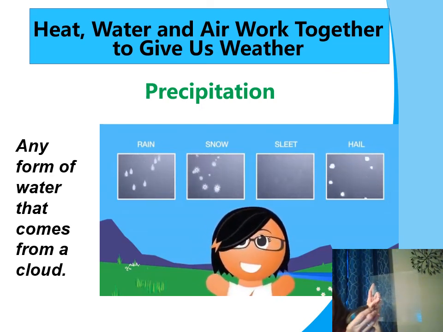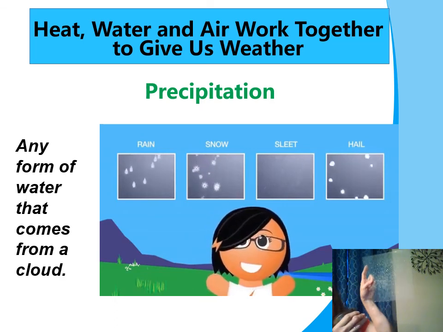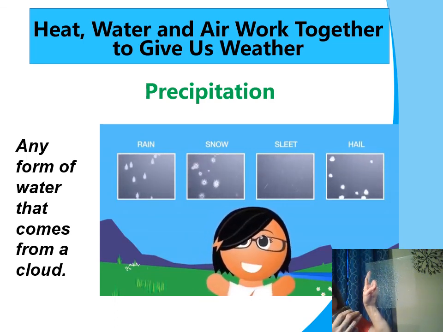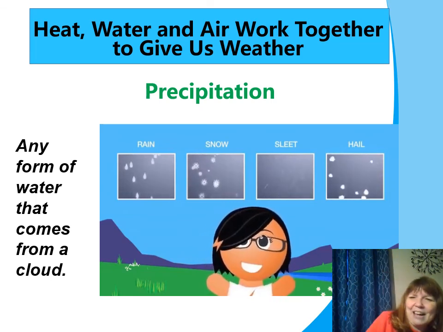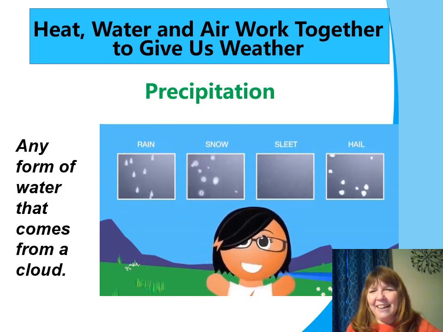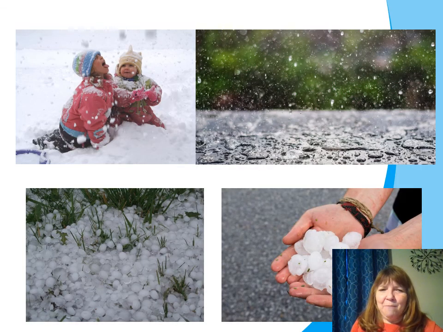But as more water evaporates, the water drops are going to start to stick together and they're going to get heavy. And can you see what's coming out of the bottom? Precipitation, water coming from my cloud. Good job. Now there are 4 kinds of precipitation we have most often in Idaho. Let's see if you can name them.